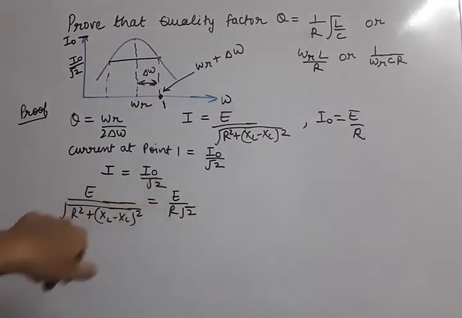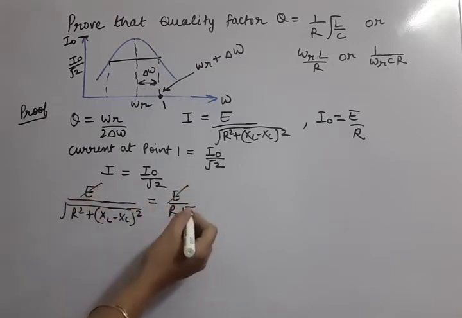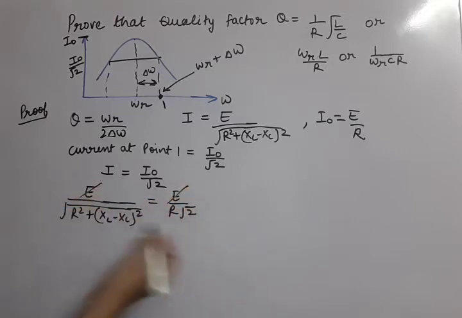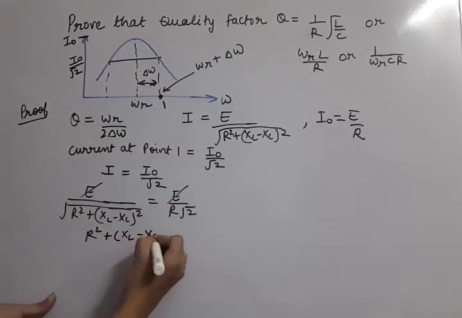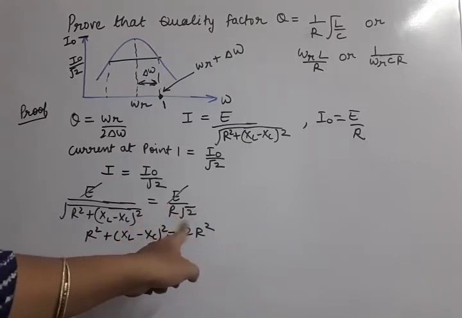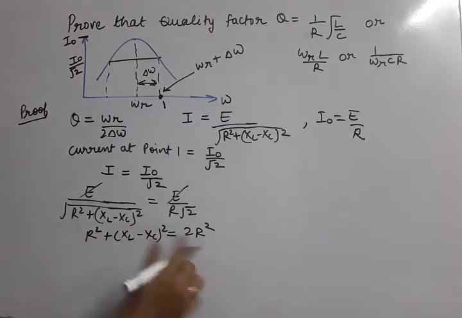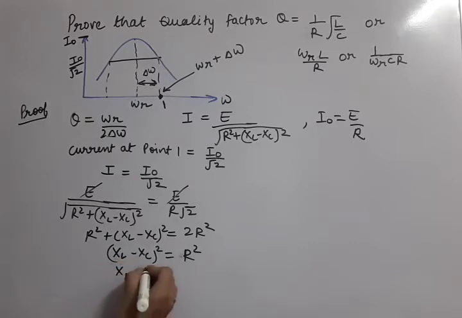Now we have to cancel the similar terms. So E is cancelled and root is also cancelled. Then we take squares on both sides. So R square plus XL minus XC whole square equals 2R square. I have done the squaring here also. This R square will get shifted to that side. So 2R square minus R square, only R square will be left. Now taking square root, XL minus XC is equal to R.